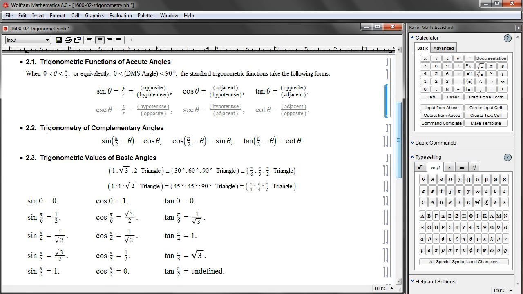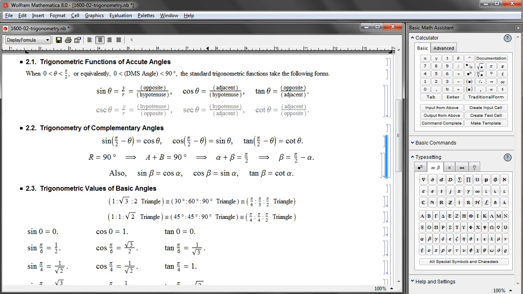Okay, now that we talked about the definitions of trigonometric functions, let's talk about some special values. Oh, actually, before talking about the special values, let's talk about one property of trigonometric ratios. Sine of pi over 2 minus theta is equal to cosine of theta. Cosine of pi over 2 minus theta is sine of theta. And tangent of pi over 2 minus theta is cotangent of theta. And those are actually coming from these observations.